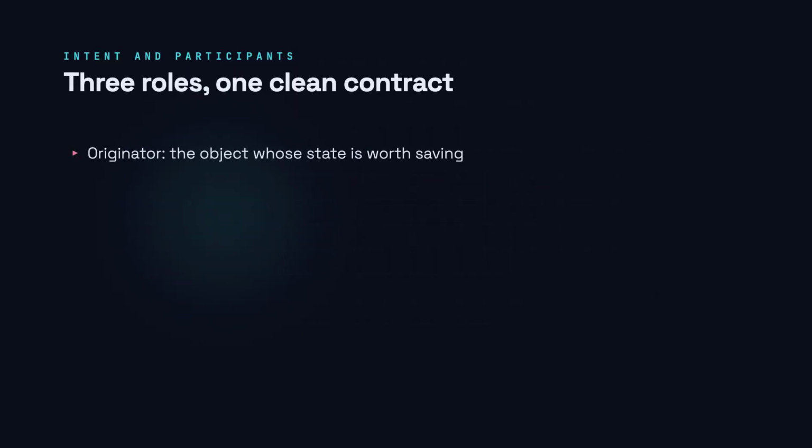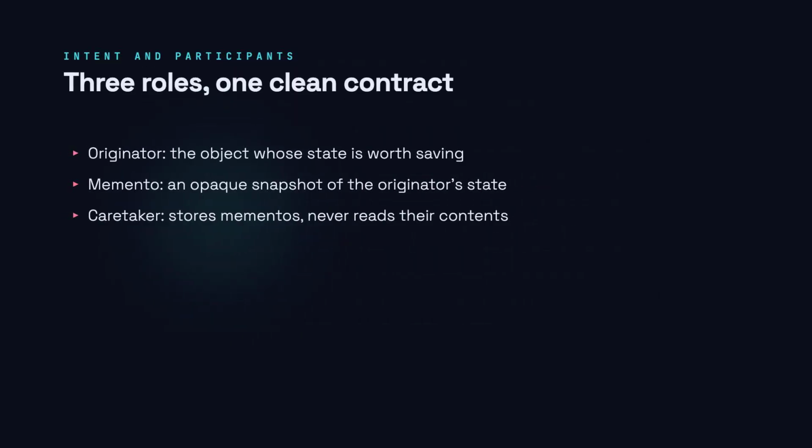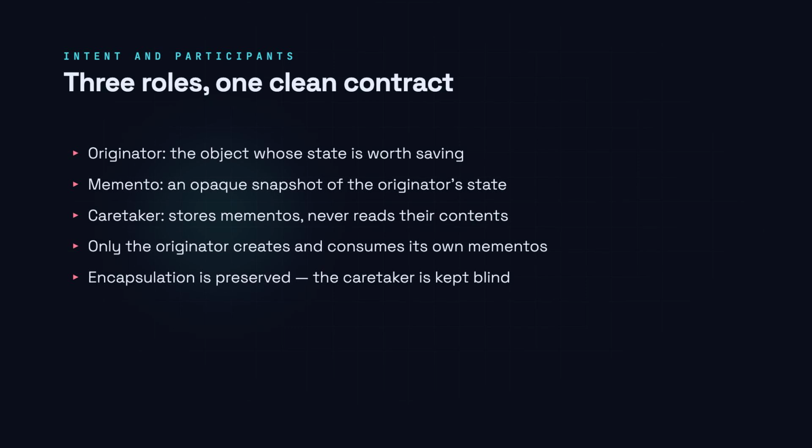The pattern defines 3 participants. The originator is the object that has valuable internal state: a text editor, a game character, a form. The memento is an opaque snapshot that the originator creates from its own private fields. The caretaker, often a history stack or an undo manager, holds on to mementos and hands them back when needed, but it never inspects or modifies the data inside. Encapsulation stays intact, because only the originator knows how to interpret its own snapshot.